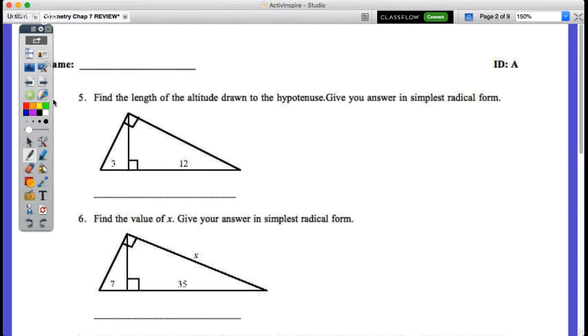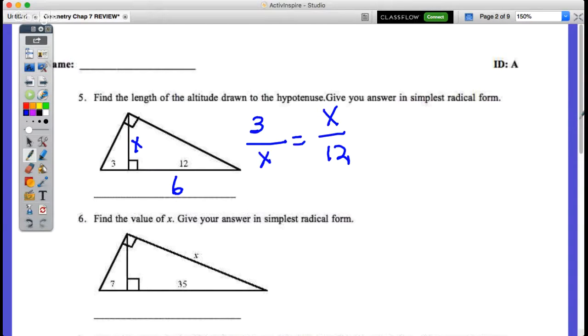Okay. Find the length of an altitude drawn to the hypotenuse. So this is what we're finding. Now, in this case, this is really fairly easy. I can set this up. But basically, if I'm finding the geometric mean of 3 and 12, 3 times 12 is 36, and the square root of 36 is 6.